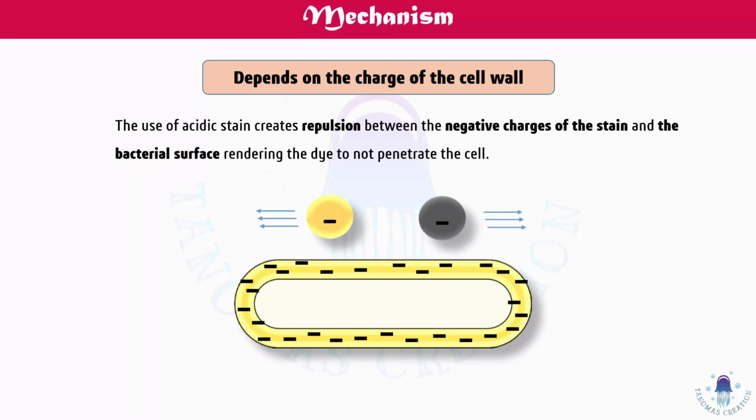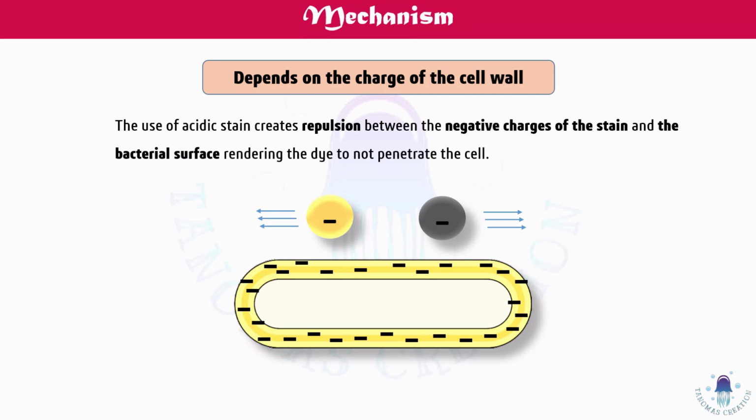Here in this picture we can see the bacterial surface is negatively charged, and the acidic stain, that is nigrosin, which is black in color, is also negatively charged. So the bacterial surface is negative and this acidic stain is negative, and like charges repel each other, which we have studied in our physics class also. That's why the bacterial cell does not take up the nigrosin, the negative stain, right?